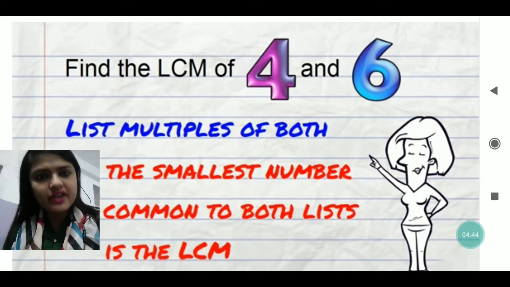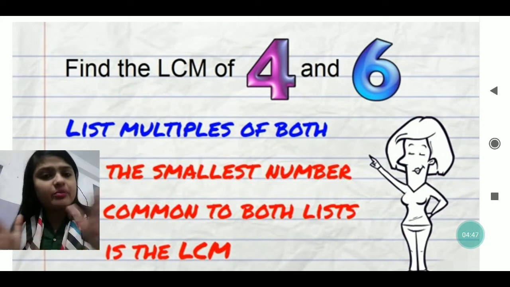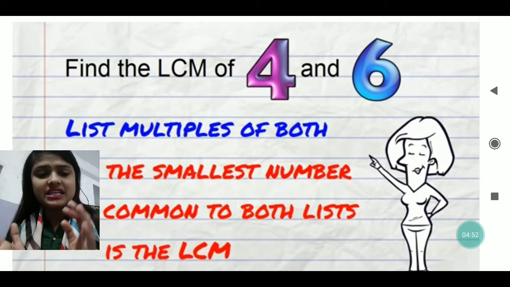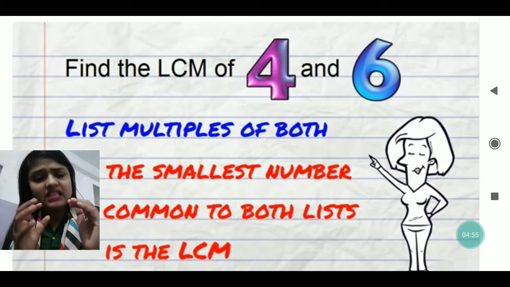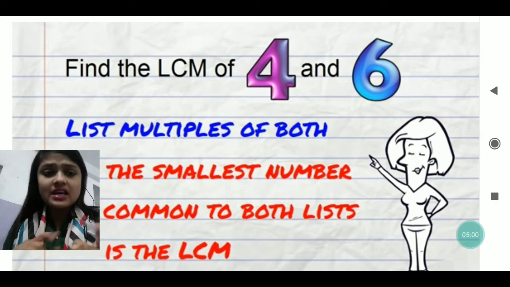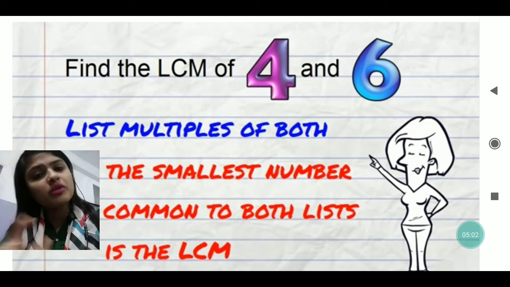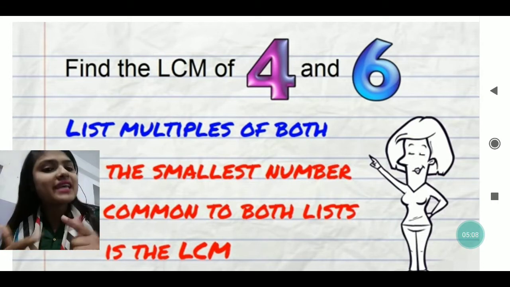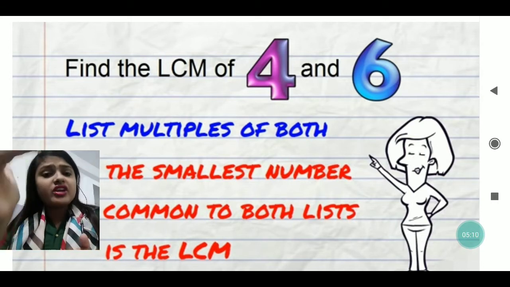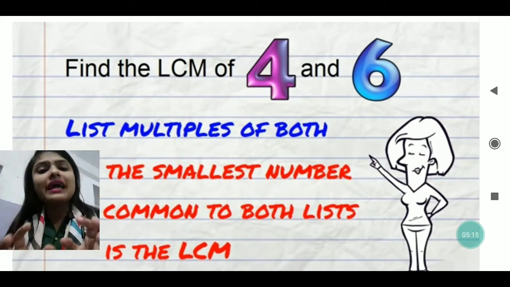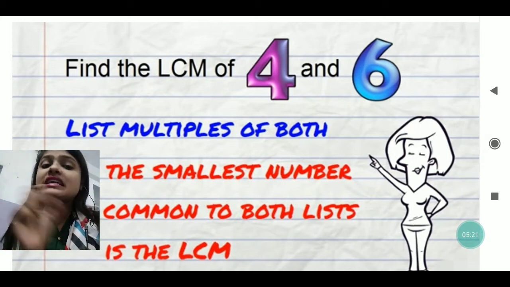Multiples are infinite; we know that there are infinite multiples of any number. The smallest number common to both lists is the LCM. When you find the multiples of 4 as well as the multiples of 6, the smallest number common between them is the LCM, because multiples can be infinite, but common numbers cannot be infinite. So, after finding the multiples of 4 as well as the multiples of 6, take the common ones between them.